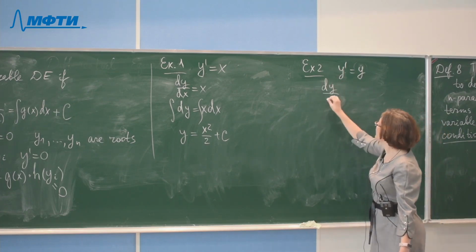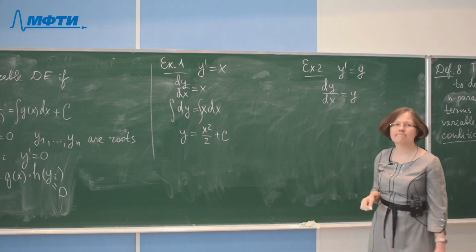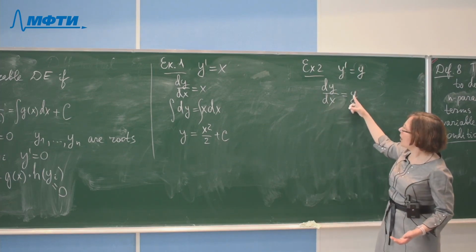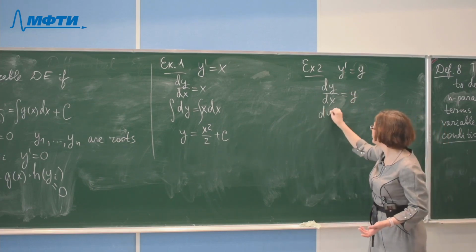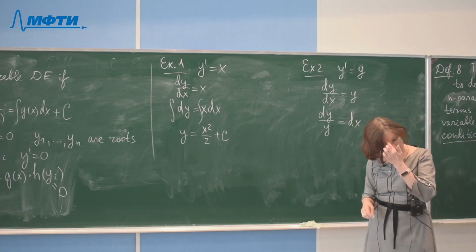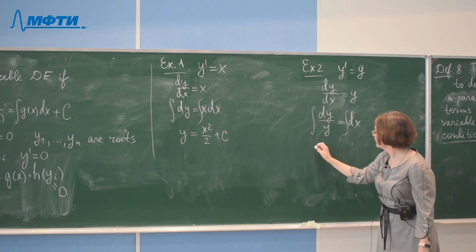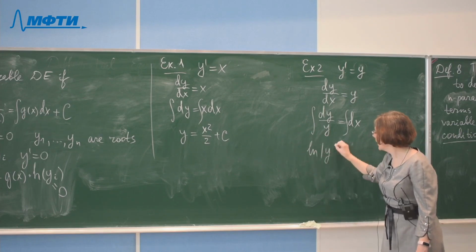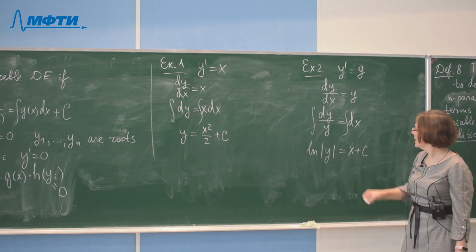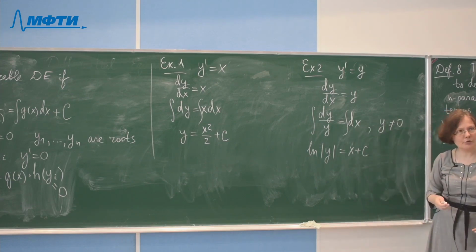First, we should represent y prime as the ratio of differentials, dy over dx equals y. Then separate variables. So we should move y to the left-hand side, right? Dy over y equals dx. And then integrate both parts, and we will get the natural logarithm of y equals x plus c. I will write that this is true if y is not 0.